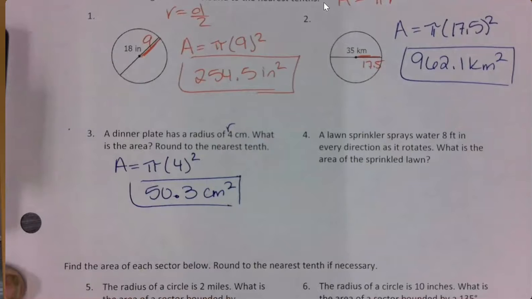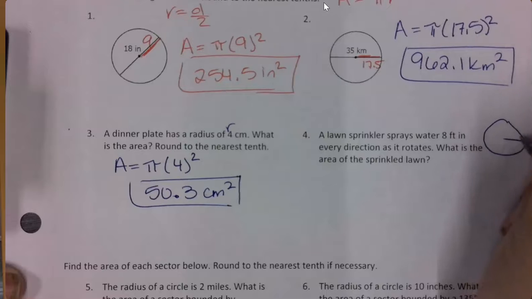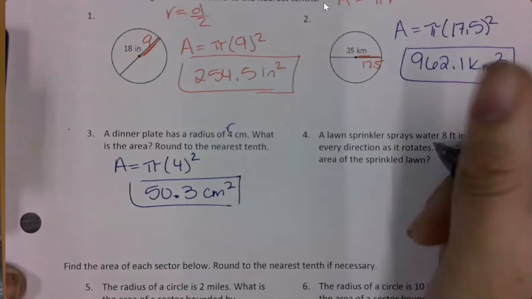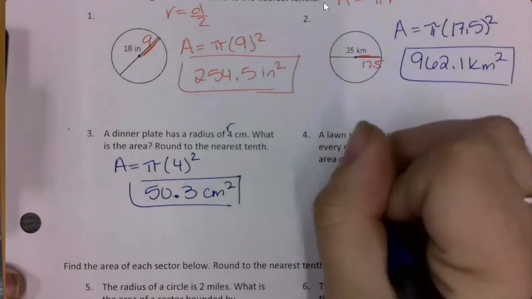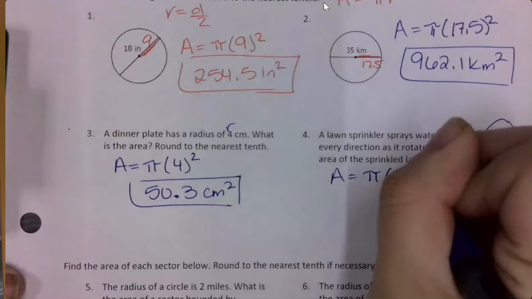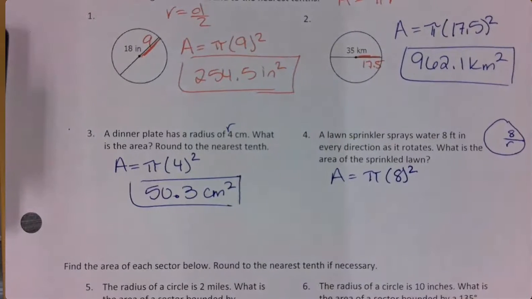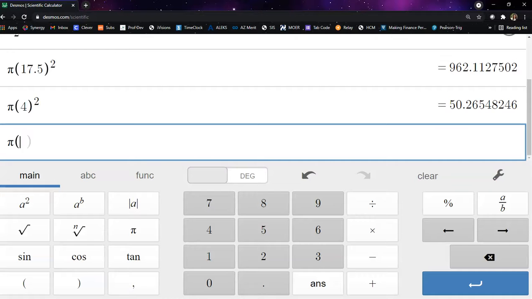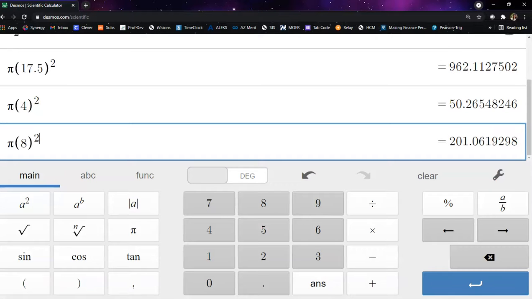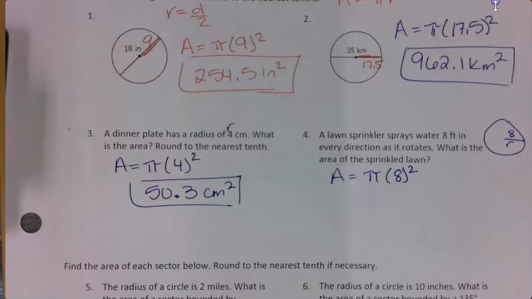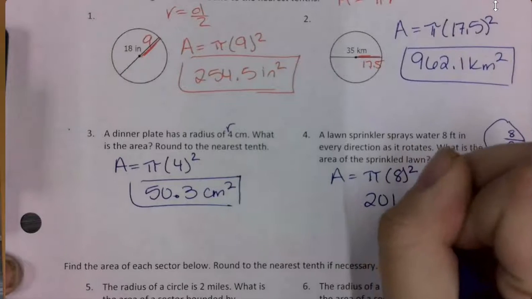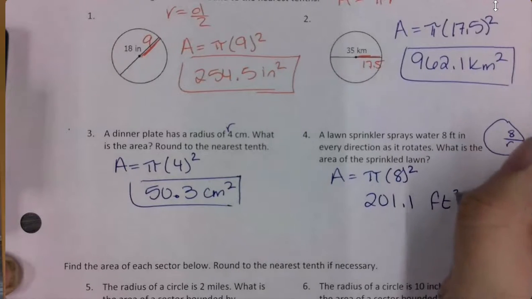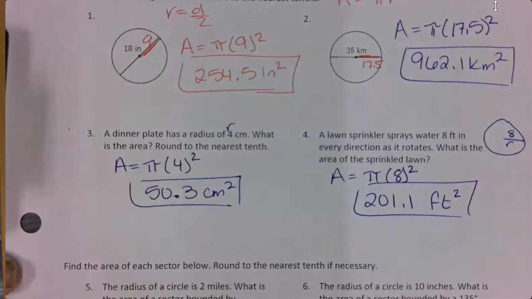My next one is telling me a lawn sprinkler sprays water 8 feet in every direction as it rotates. So this one is, again, a radius of 8. So I'm going to plug that in. I'm going to have A equals pi times 8 squared. And then I can go back to Desmos and type that in. Which gets me 201.1. And this is feet squared. Remember, area is squared.